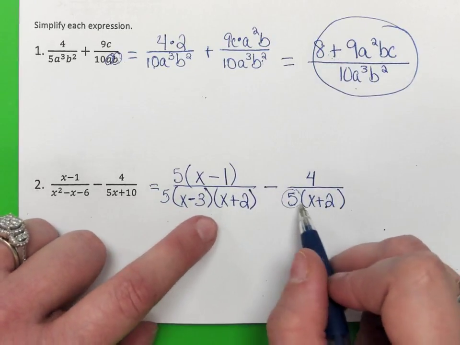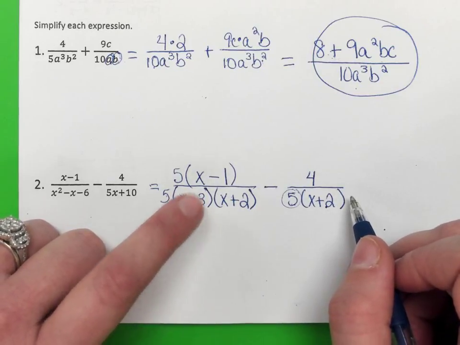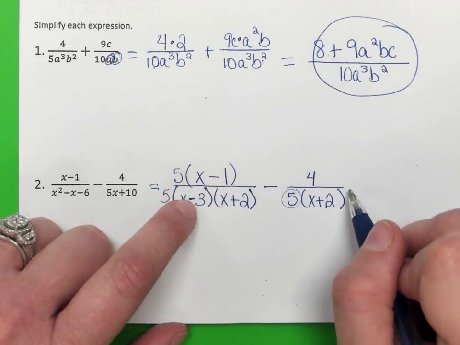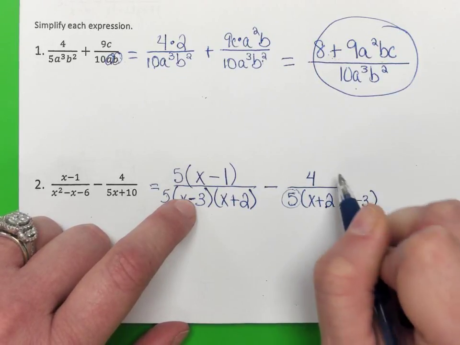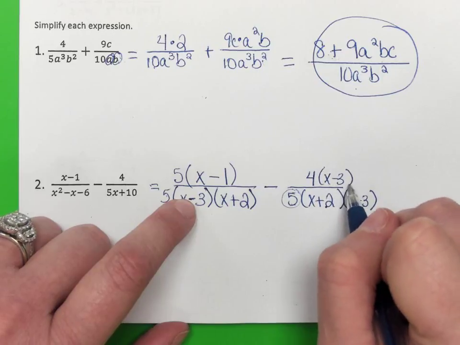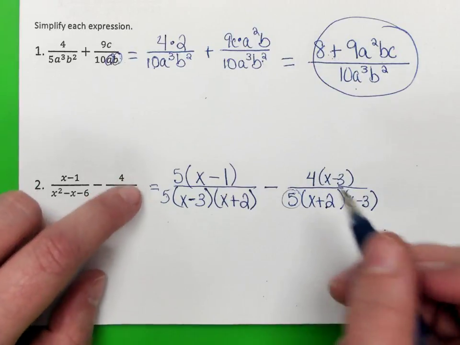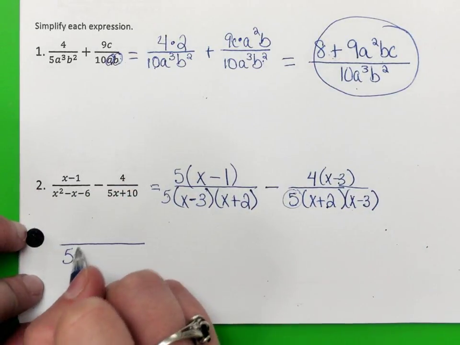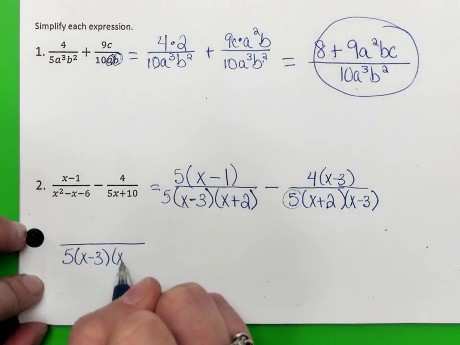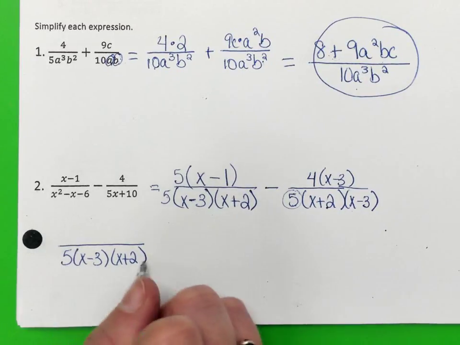Okay, so now anybody, what's the only thing that they're missing to make them the same? X minus 3. This one already has x minus 3, so you're not going to multiply anything. But this one, if you multiply by x minus 3 on the bottom, you have to do the same thing on the top. Does that make sense to everybody? Okay, all right, here we go. So our denominator is 5 times x minus 3 times x plus 2. And Elise, you could multiply all that if you wanted to, but you don't really have to. That's a whole lot to multiply.